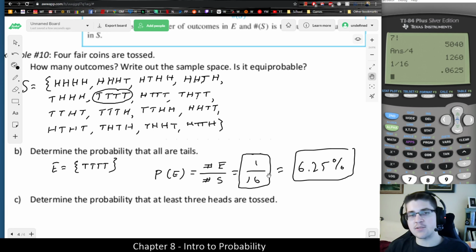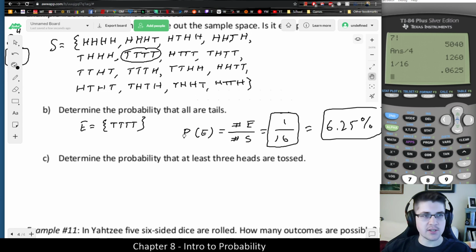And there's a lot more math that goes into actually carrying out experiments. But if you run this experiment, say 1,000 times or 1,000,000 times, you're going to see that it will be about 6% of the time that you're going to get all tails. But you have to run it enough times due to what we refer to as variance.